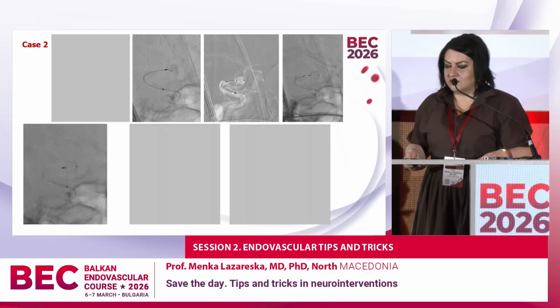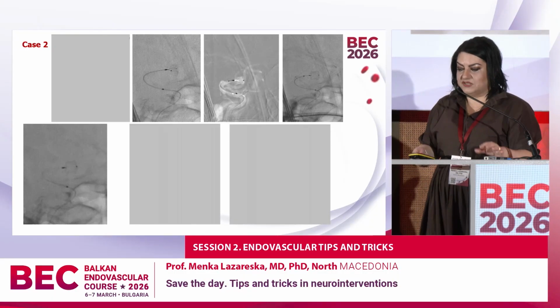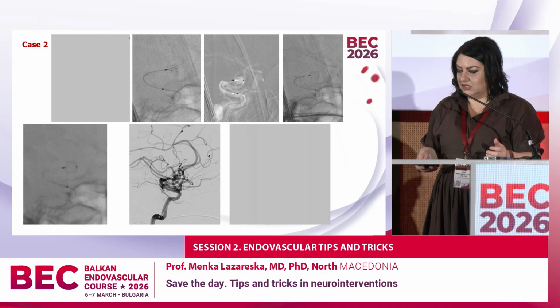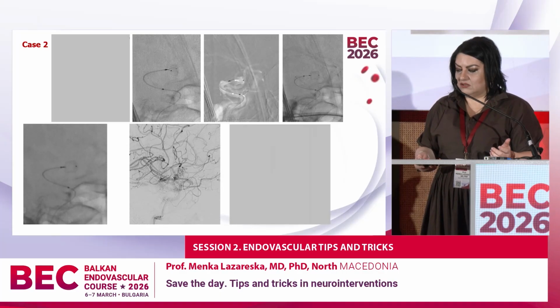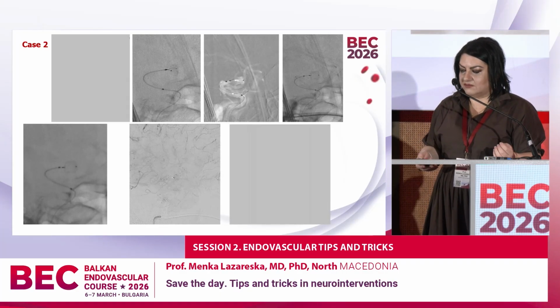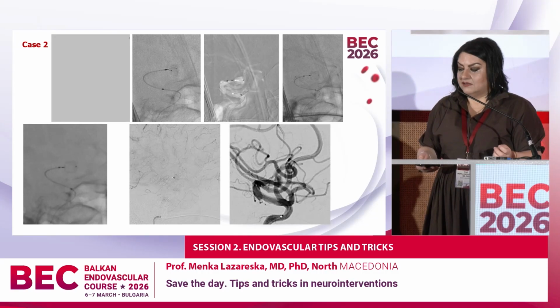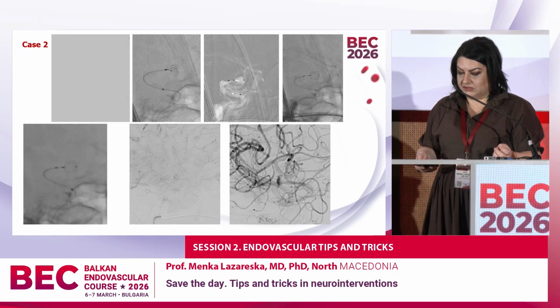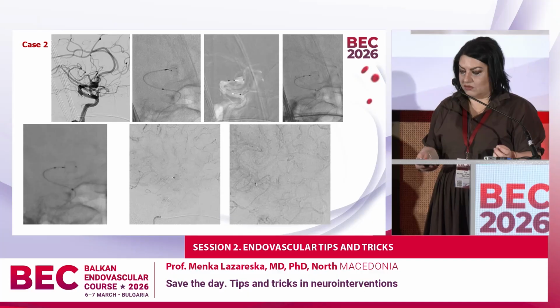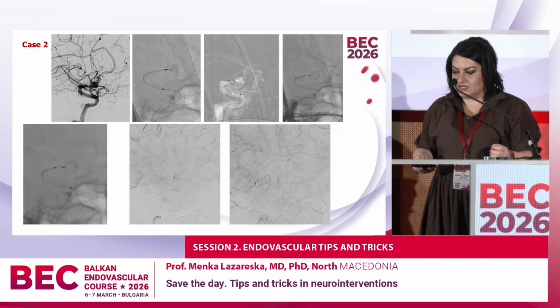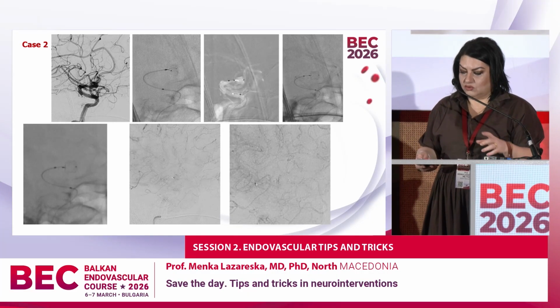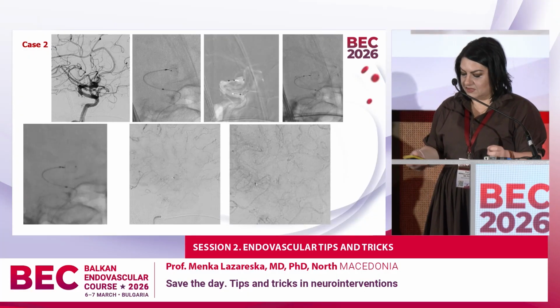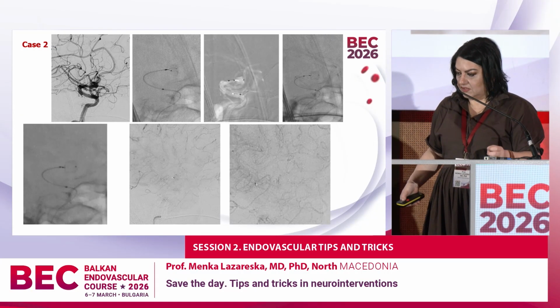The second case is about positioning of the WEB. Even if we choose the right dimensions and sizes, it's not always possible to put it in the right way, as it's a wide neck aneurysm. We implanted two in the M2, and the first we couldn't open properly. That's the second picture here.